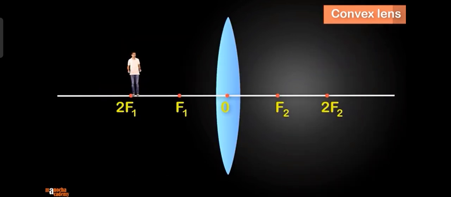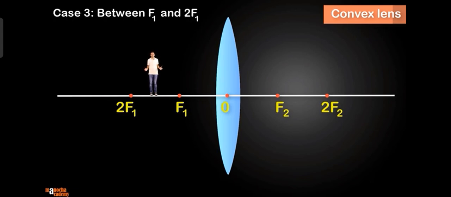Now I'm going to move closer to the lens. So we have our case 3 here, where the object is between F1 and 2F1. I would suggest you to pause the video here, draw the ray diagram and try to find the image yourself. Also write down the properties of the image formed.